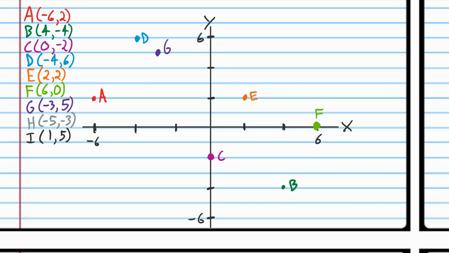And we'll label that G, and H is -5, -3. So -5, -3 should be down here. That looks correct. And then the I is 1, 5, so that would be here. So if that's your graph, if you did that correctly, good job. Again, to the right and up are the positive directions, and to the left and down are the negative directions.